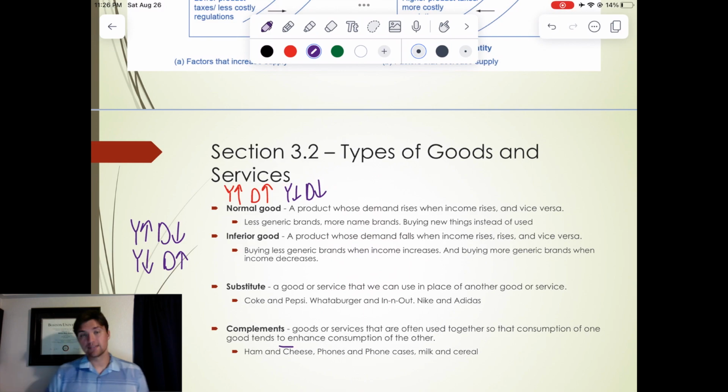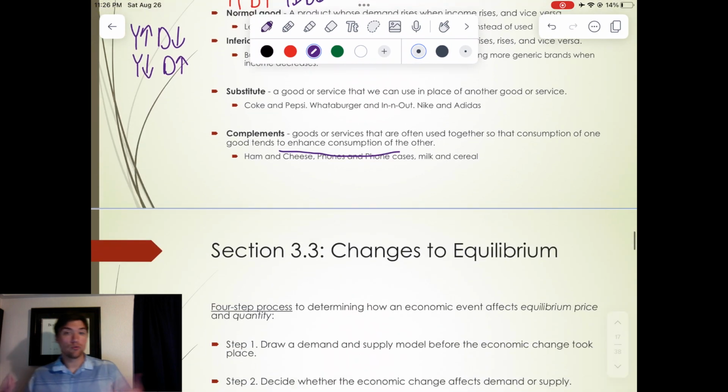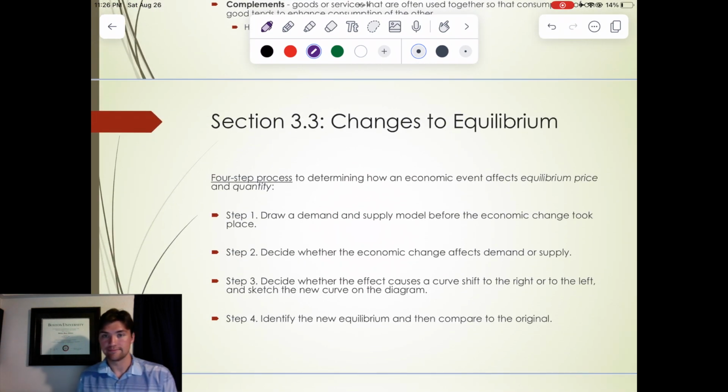So, in the next section, we'll talk about 3.3, which is going to be changes to the equilibrium, which is applying what we just talked about with the shifts in demand and supply. I'll see you there.